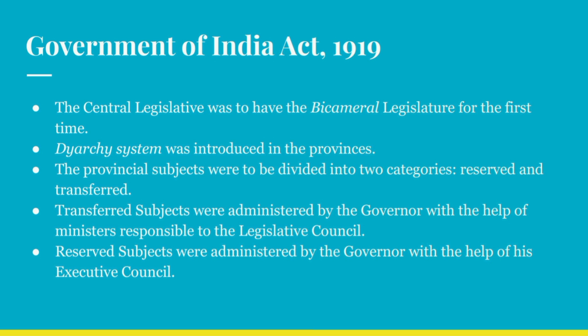Next point, the diarchy system was introduced in the provinces. This is the most important point. In the Government of India Act of 1919, the diarchy system was formed. The provincial subjects were to be divided into two categories, reserved and transferred. Transferred subjects were administered by the governor with the help of ministers responsible to the Legislative Council, and reserved subjects were administered by the governor with the help of his Executive Council.